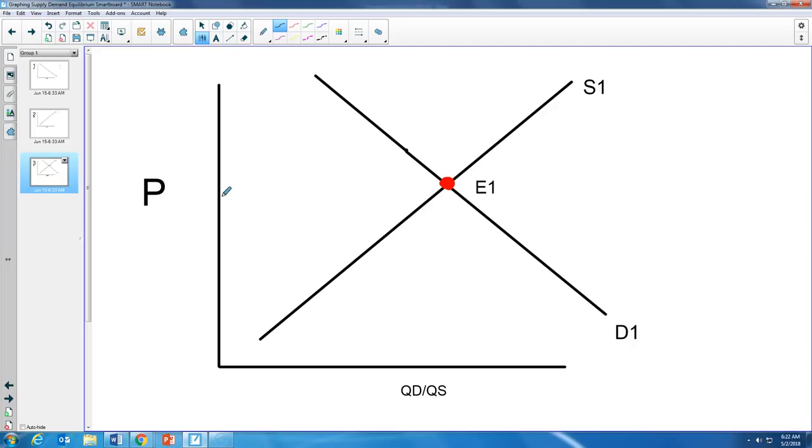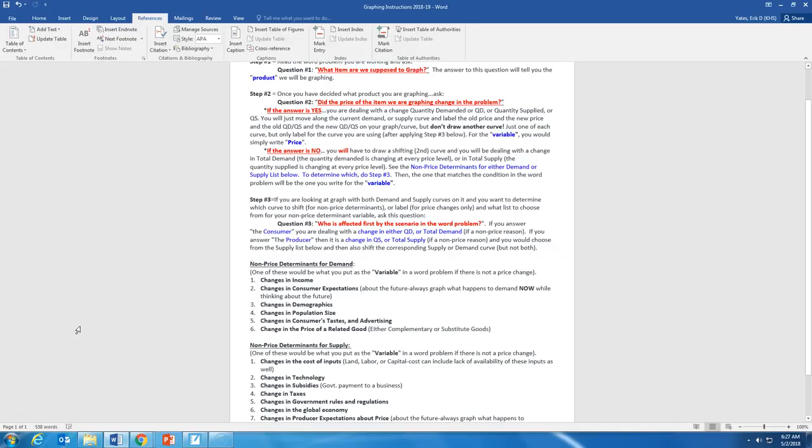So we're going to look to equilibrium today to actually help us find out what would happen to price once we have shifted either the demand curve or the supply curve. And we'll be considering both the law of demand and the law of supply as we work these problems.